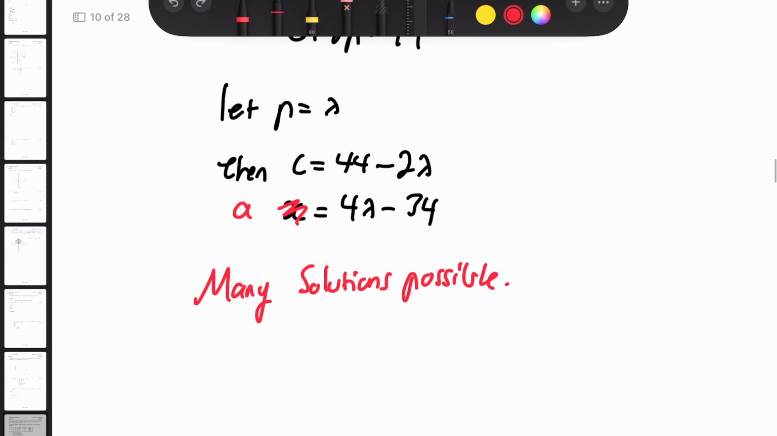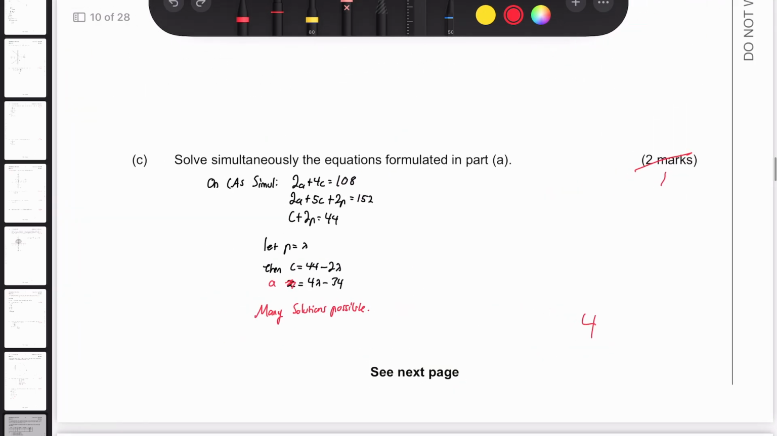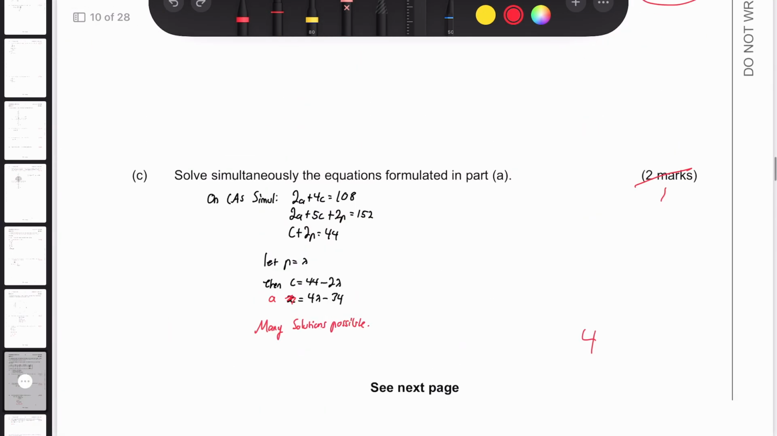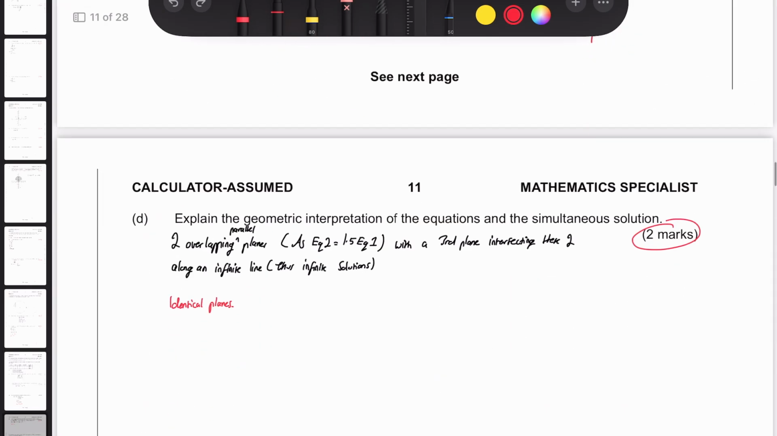I lost 1 mark here. First of all, I made a little error. I wrote x instead of a, but I'm not sure if I should knock a mark off. But you had to say that there were many solutions possible, rather than just stating the obvious like that. With the equations, you have to show that that means that there are many solutions possible.